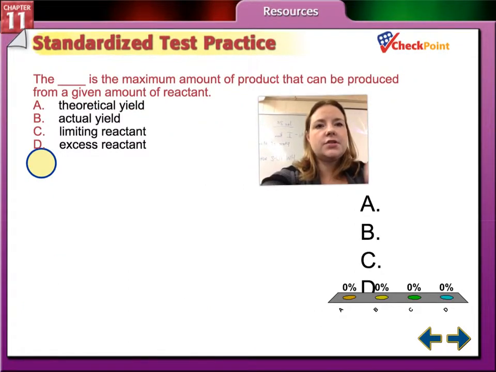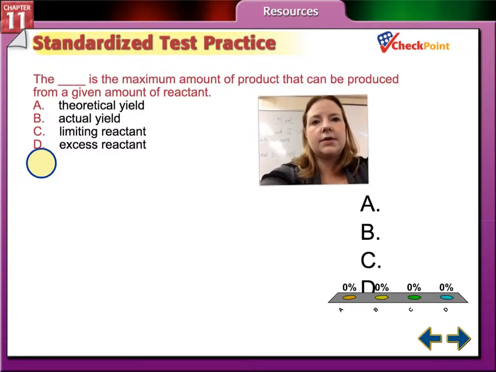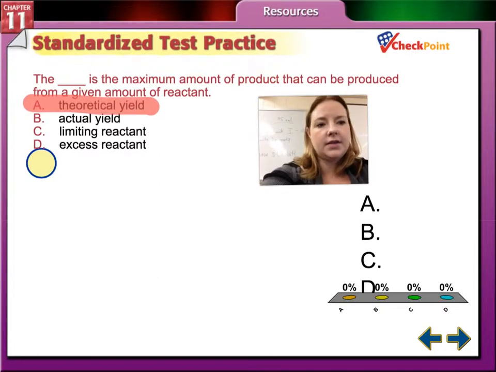All right, the next question is just a basic vocabulary question. It says blank is the maximum amount of product that can be produced. So this is going to be the number you actually calculate, not what you get in an experiment. And you should be thinking that that is going to be our theoretical yield.